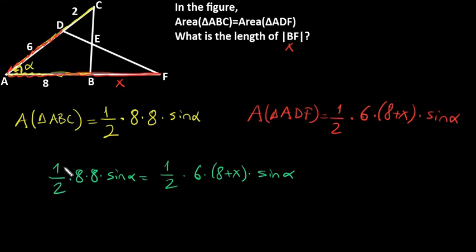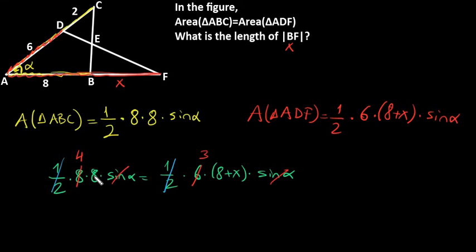Okay, so here on the left we have 1 over 2, and on the right we have also 1 over 2, so we can cancel them out. And we can simplify 8 and 6. We can divide 6 by 2 and we get 3. And we can divide 8 by 2 and we get 4. We divided 8 and 6 by the same number, we divided them by 2. And sine of alpha also will be cancelled out.